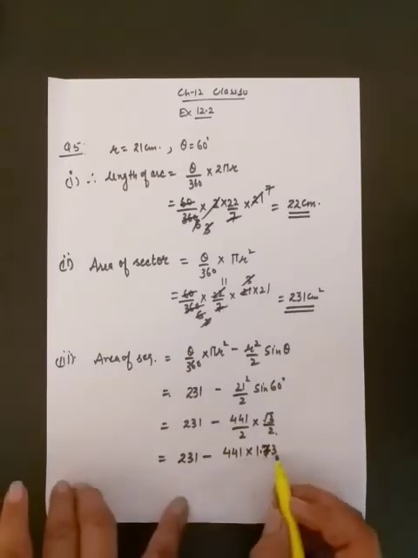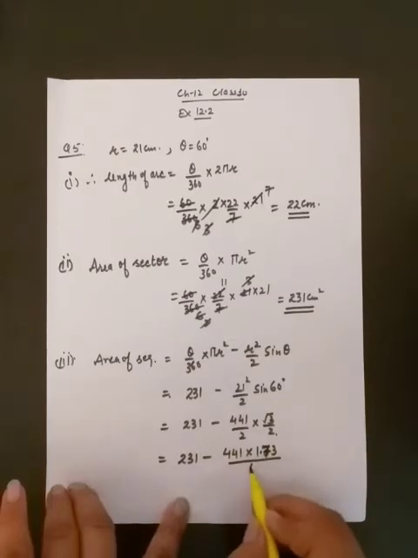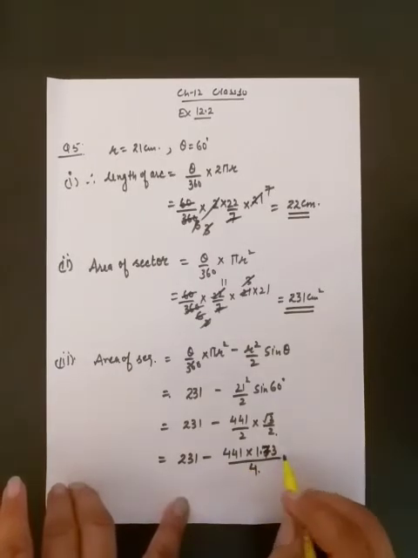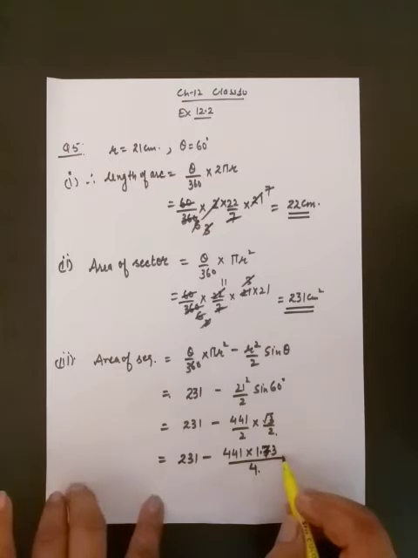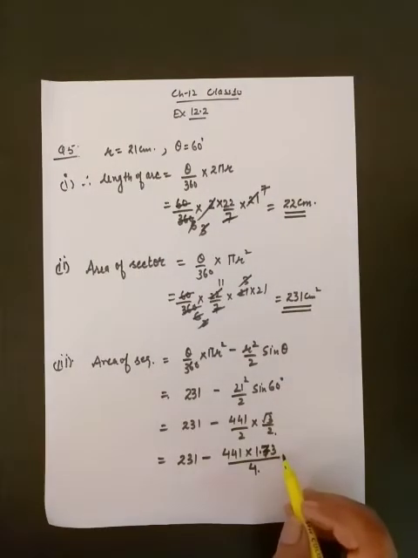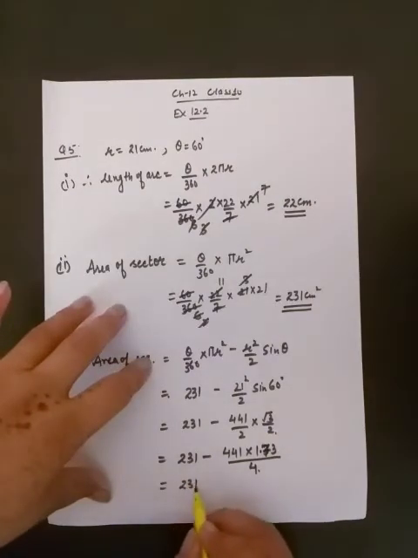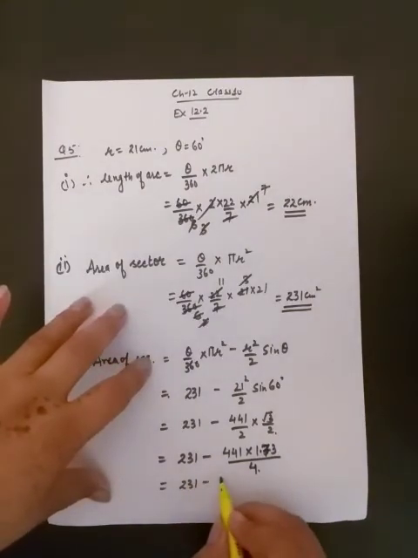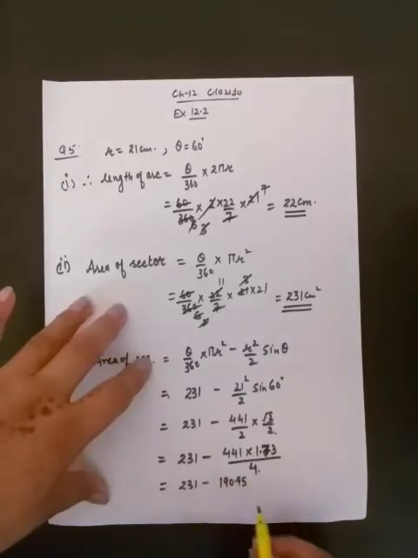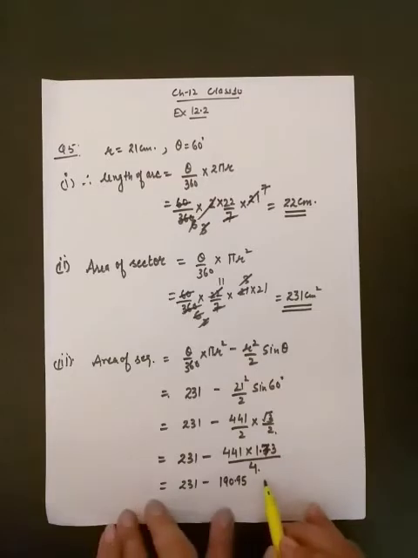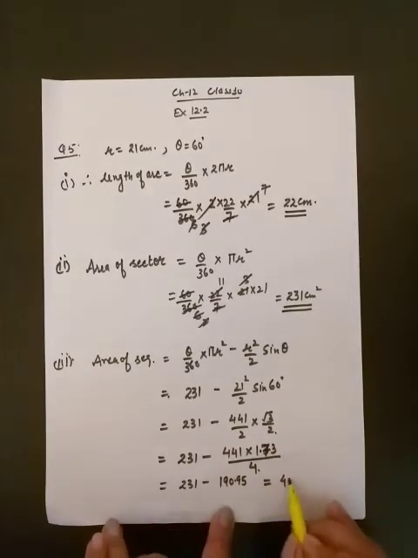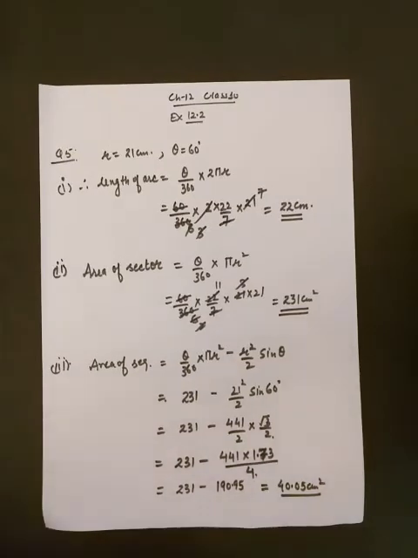So, we will put the value for root 3 ourselves. 1.73 by 4. Or you can take it as, yes. So when we multiply it, we will get 190.95. After dividing by 4, we will get this one value. And when we subtract it from this, we get 40.05 centimeter square. So this is the area of segment.